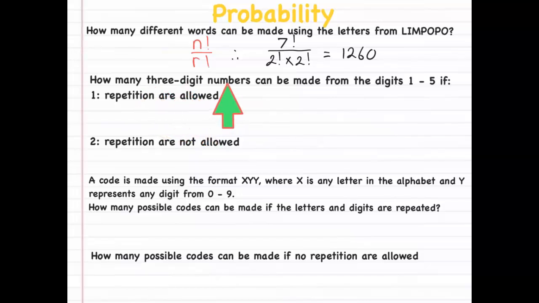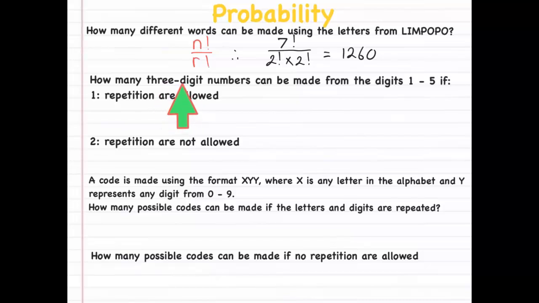For the first digit, we've got 5 choices. For the second digit, we've got 5 choices. And for the last digit, we've got 5 choices. So we can basically just multiply those 3 digits. So let me show you if we use the basic counting principle.